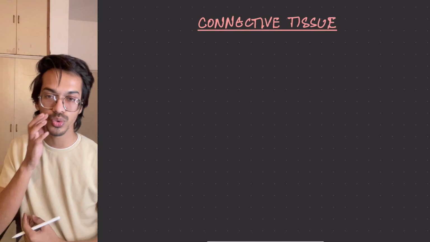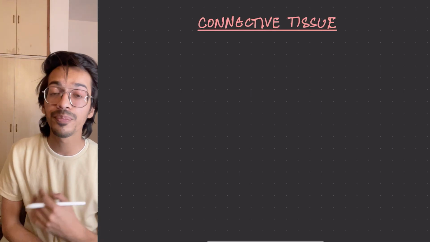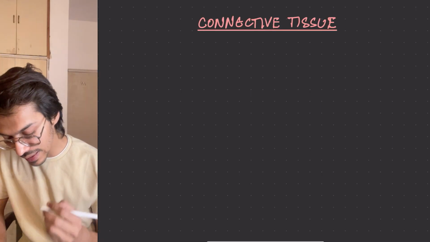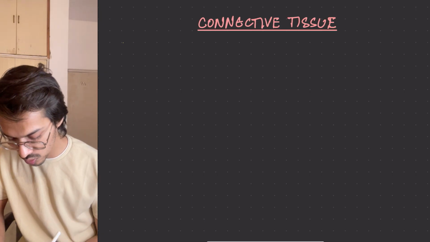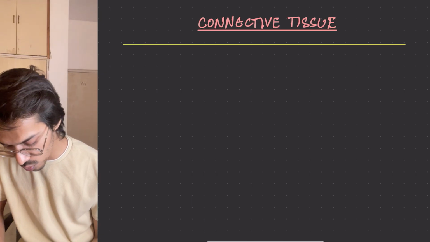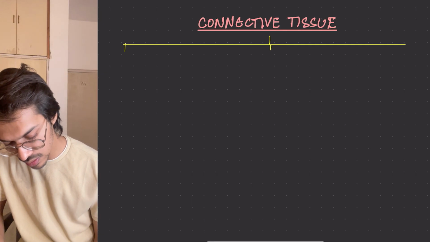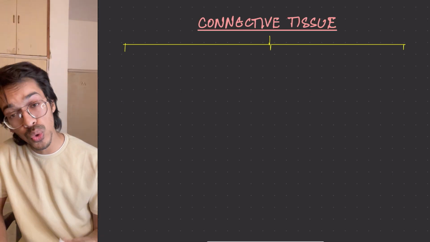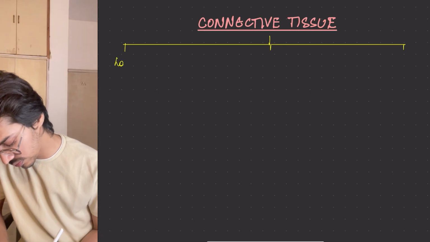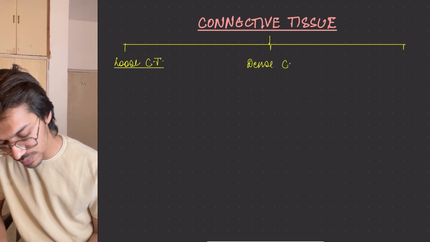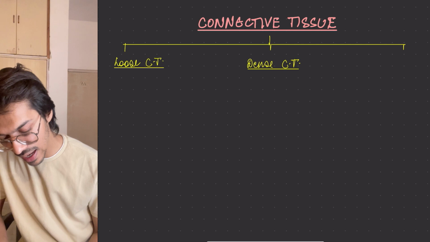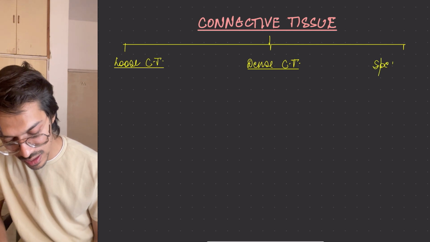In connective tissue, you have to remember that connective tissue is further divided into three major types. Okay, so we will see that. What are the three major types? Number one is the loose connective tissue. After loose connective tissue, we have dense connective tissue. And the last one is the specialized connective tissue.